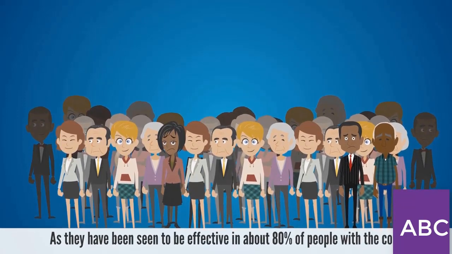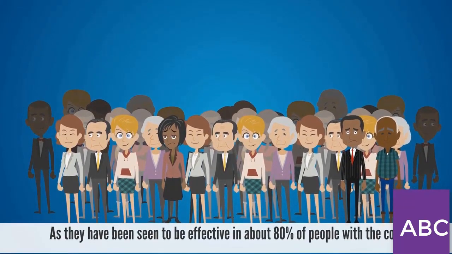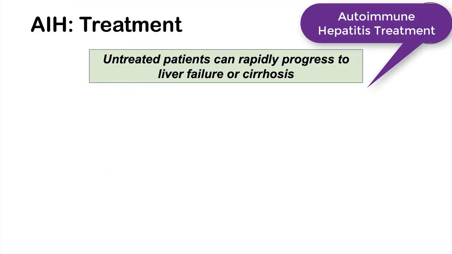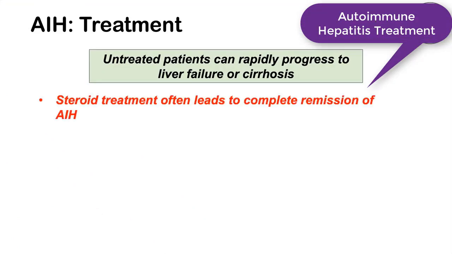Also, practicing safe sex can help decrease infection of the hepatitis viruses that are contracted through sexual contact. Untreated patients can rapidly progress to liver failure or cirrhosis, and drugs that can be used include steroids in the treatment, which often leads to complete remission of the autoimmune hepatitis.